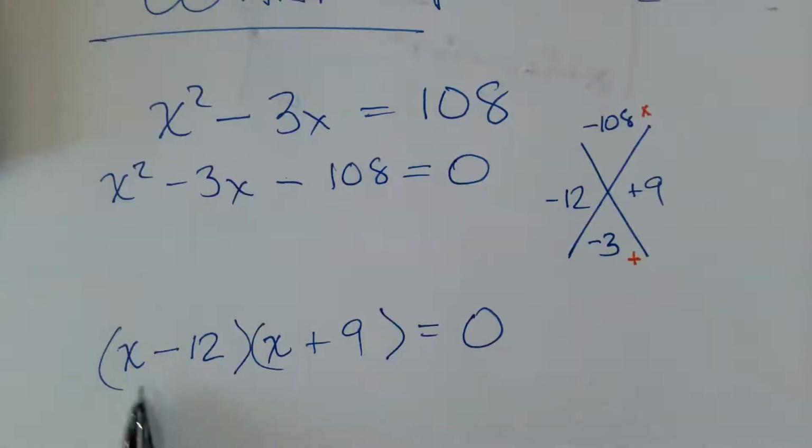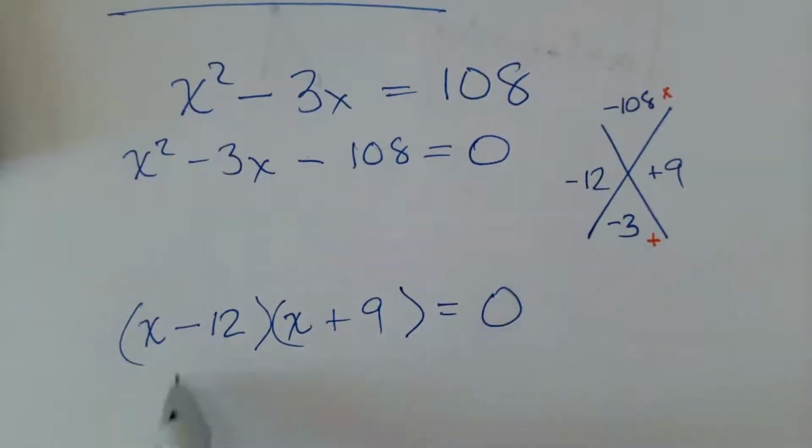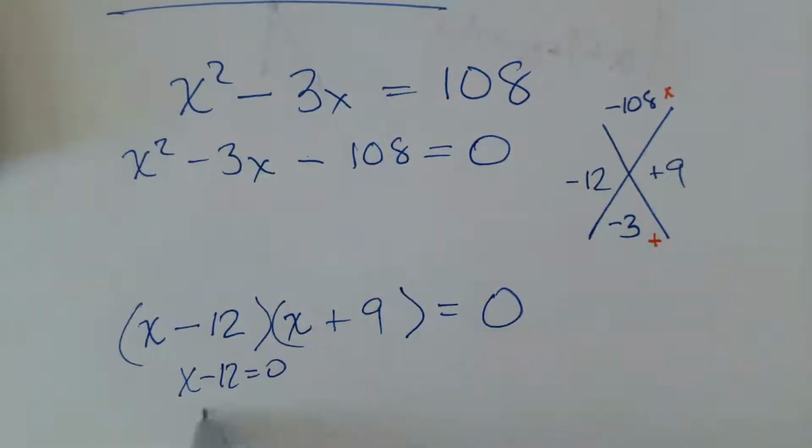Now, if either x minus 12 equals 0 or x plus 9 equals 0, so that when they multiply together, they make 0. It means either x minus 12 equals 0, so x equals 12, or x plus 9 equals 0, so x equals negative 9.